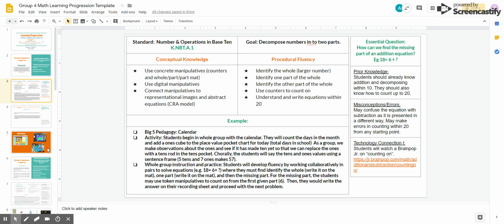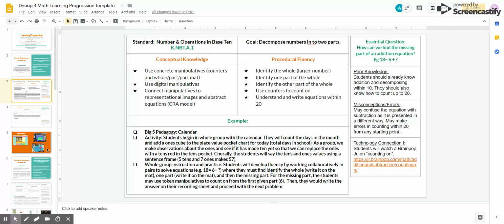For kindergarten, the conceptual knowledge, the students will be using concrete manipulatives such as counters for whole, part math, also digital manipulatives online, and then connecting manipulatives to representational images and abstract equations, such as the CRA model as noted in our text. For procedural fluency, the students will be able to identify the whole number, which is the large number, identify one part of the whole, identify the other part of the whole. They will use counters to count on and then understand and write equations within 20.